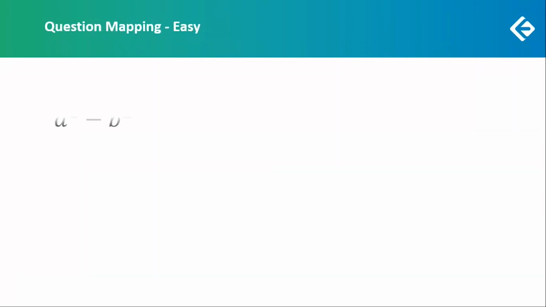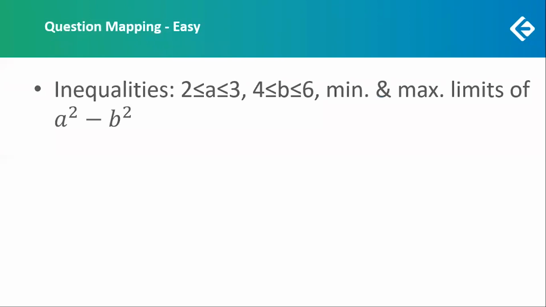Looking at the question mapping, there was this question on inequality where the ranges of a and b were given, and one had to find out the minimum and maximum limits of a square minus b square. Here you can quickly realize that the minimum value of a square minus b square can be attained by taking a as minimum possible and b as maximum possible. So you have to choose the lower limit for a, which is 2, and the higher limit for b, which is 6, and while you choose lower value for a and higher value for b, you end up minimizing the value of a square minus b square. For maximization, you need to do the exact opposite of this.